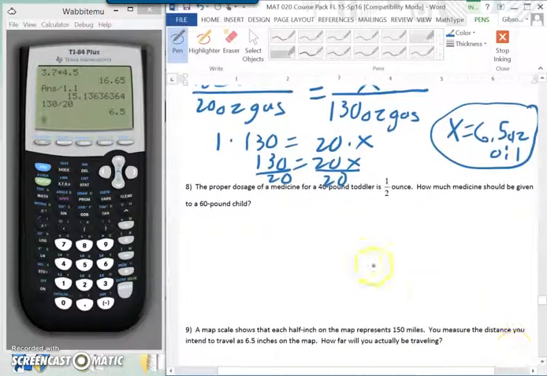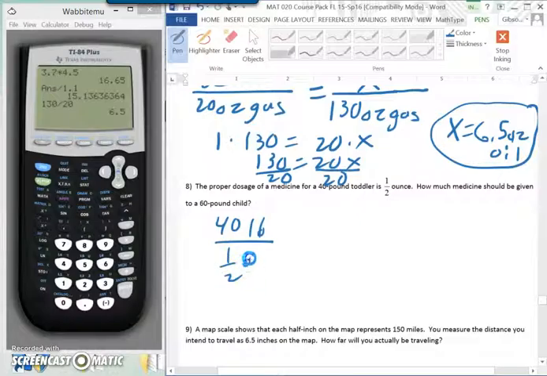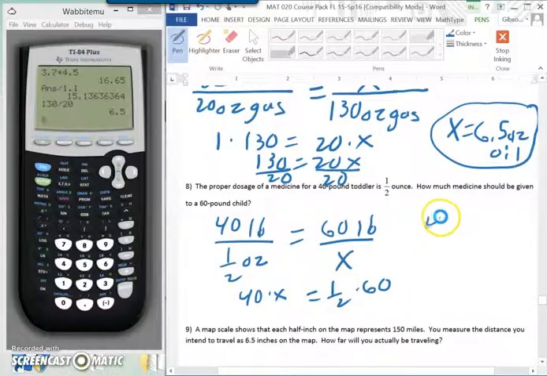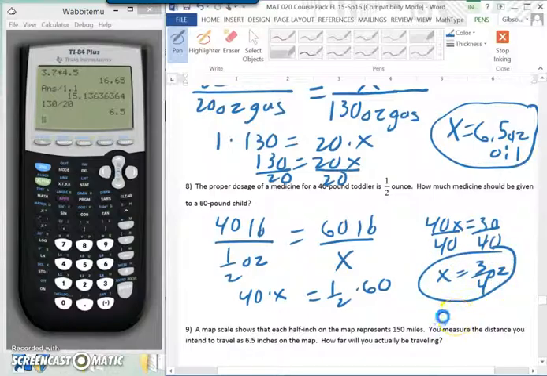All right. Now we go to number 8. The proper dosage of a medicine for a 40-pound toddler is a half of an ounce. How much medicine should be given to a 60-pound child? So we have a 40-pound child over a half of an ounce, and that's equal to, we know that we have a 60-pound child here, but we don't know the dosage yet. So we will cross multiply. We have 40 times x is equal to 1/2 times 60. So we will have 40x is equal to half of 60, we know is 30. Divide each side by 40, and x is 3/4. So it'd be 3/4 ounce.